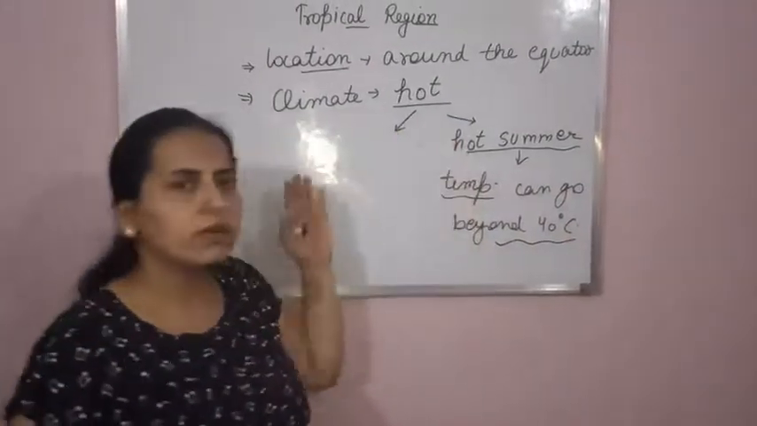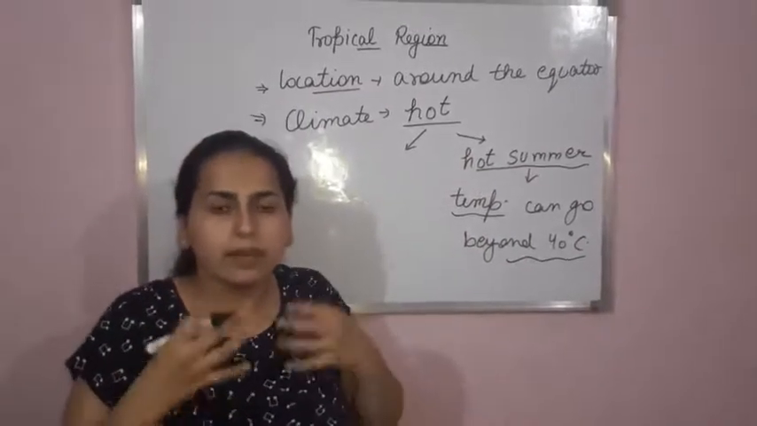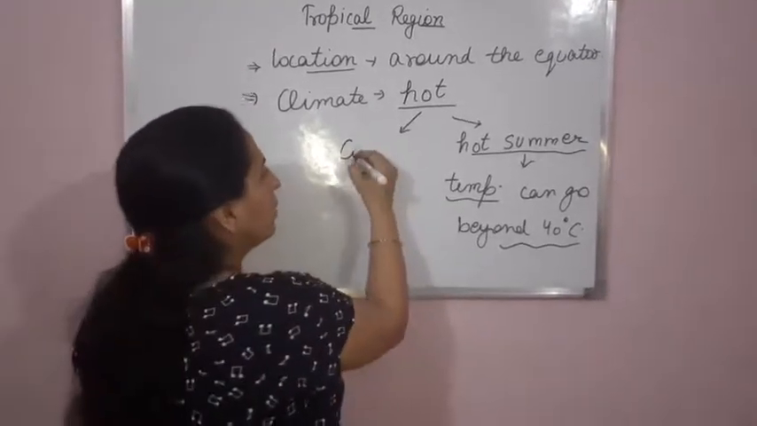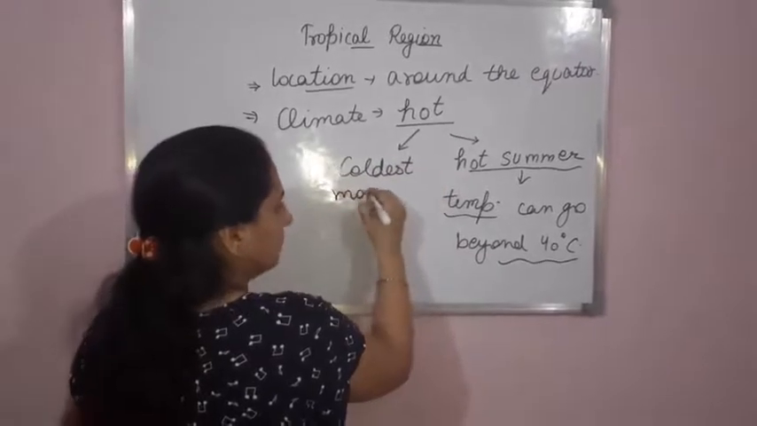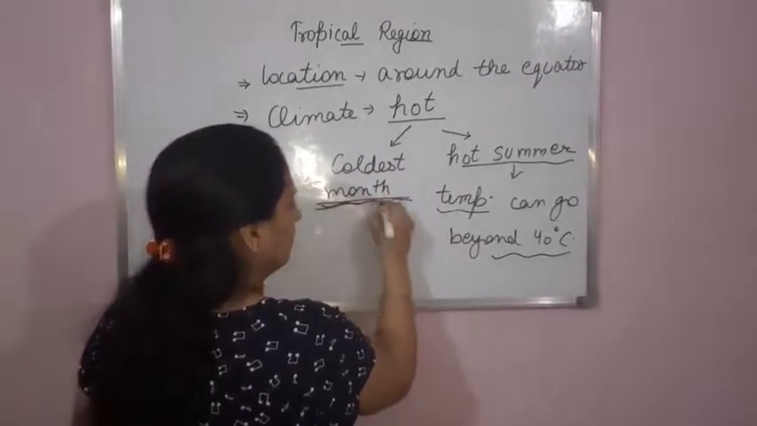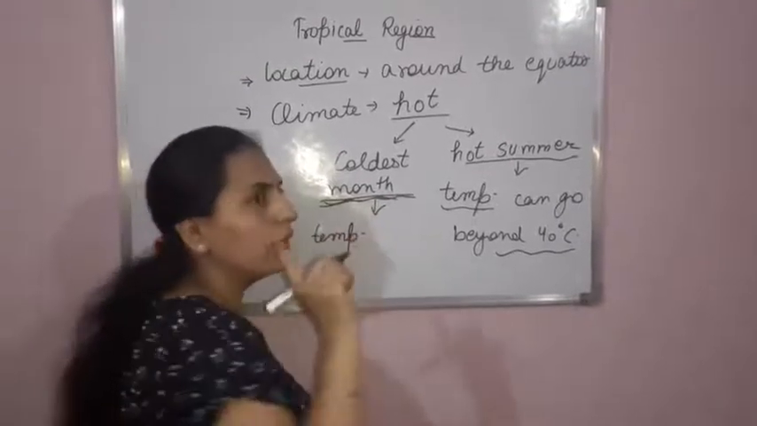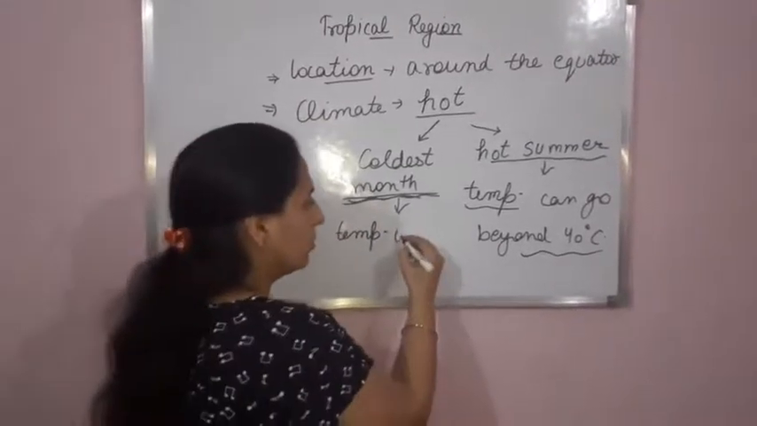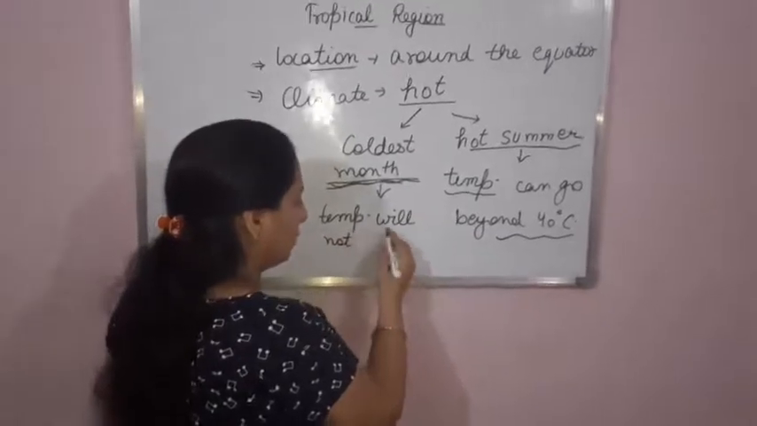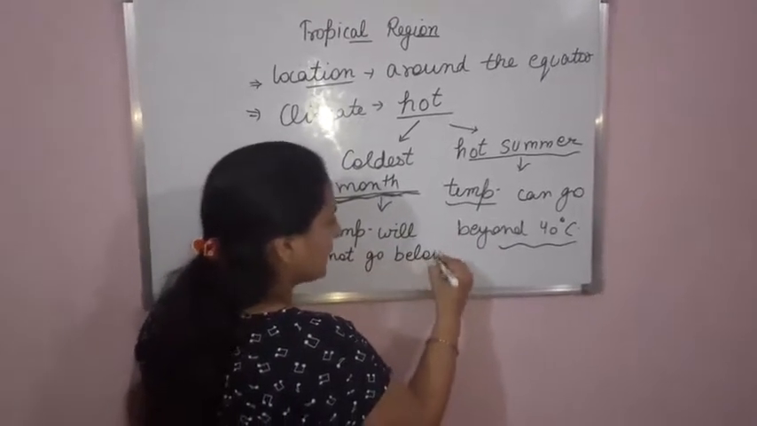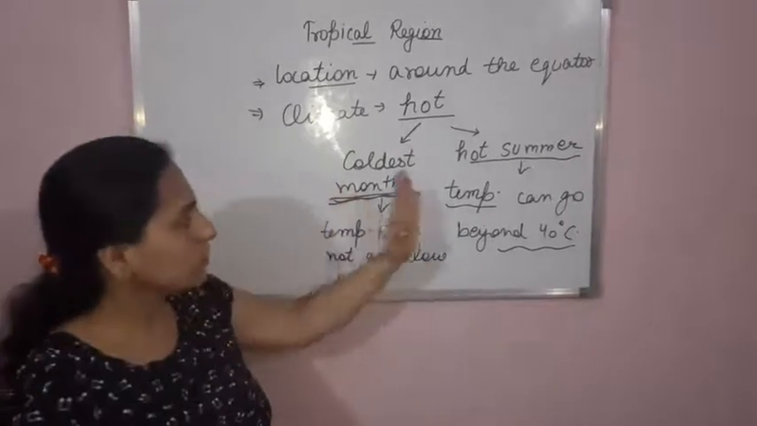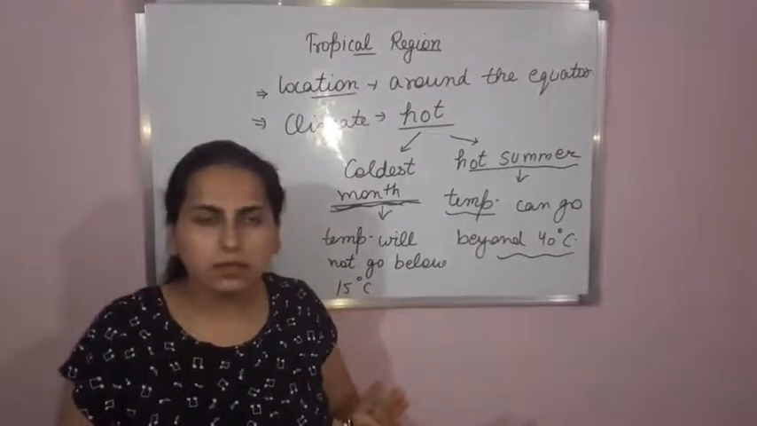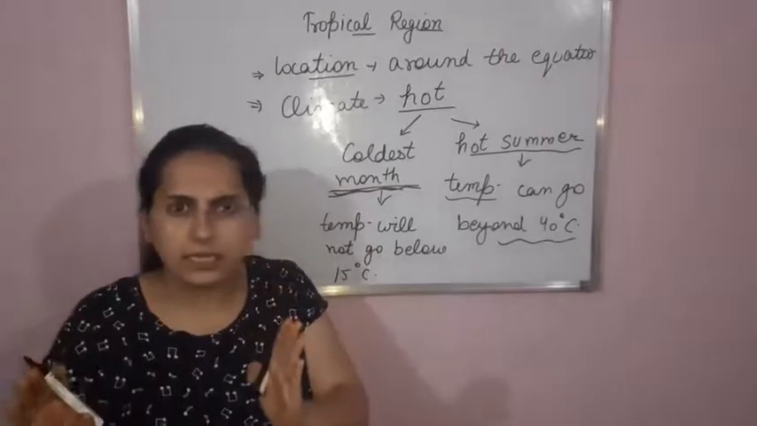Clear? Now, if I talk about winter and the coldest month of the winter, okay? So, in the coldest month of the year, the temperature will not go below 15 degrees Celsius. Am I clear? So this is the temperature range. During the coldest month, the temperature will surely be more than 15 degree Celsius.